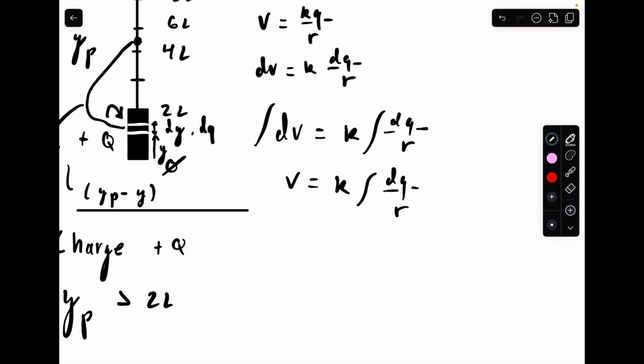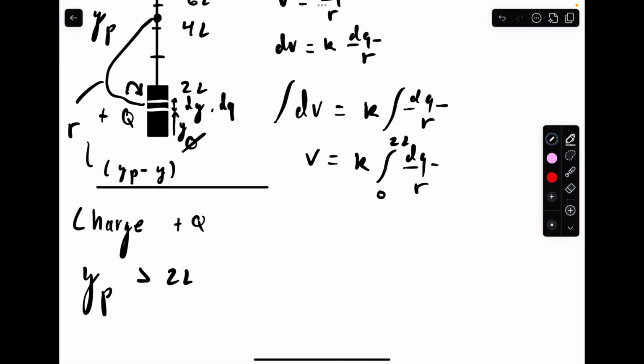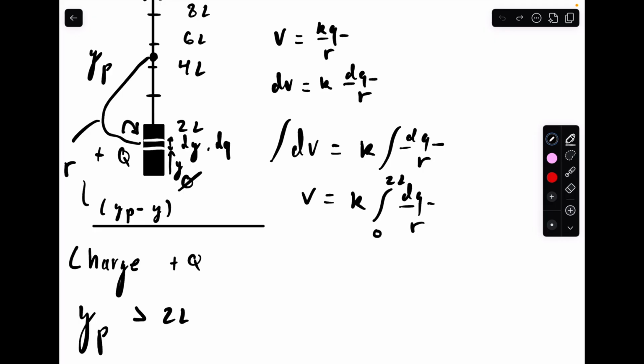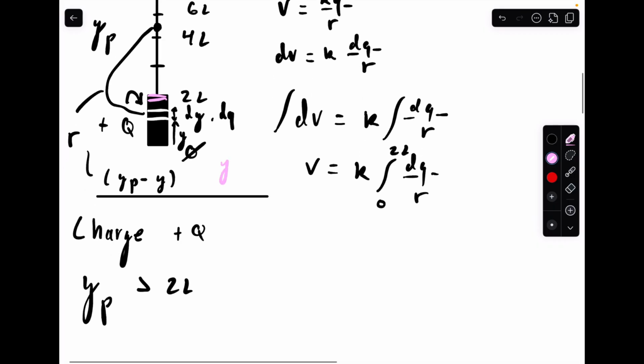Now we need to think, from where to where are we integrating? Like I said earlier, it's going to be from 0 to 2L, because that's the way we defined our r. If our dy is down here, y would be 0, and the distance would just be yp because it's at the bottom end. But if our dy was up here, which it will be at some point once we compute the integral, and y is 2L, the distance will be yp minus 2L, which checks out according to our r equation.